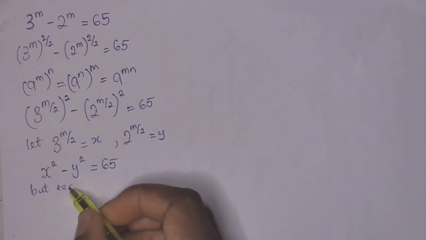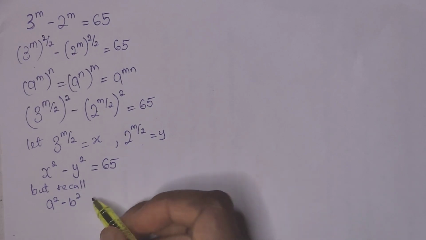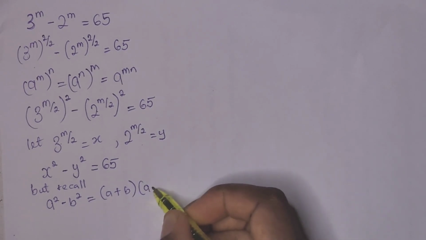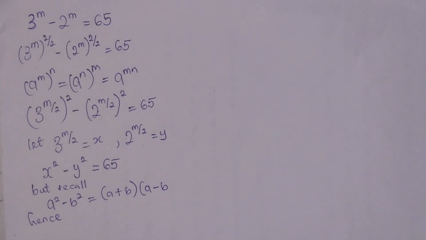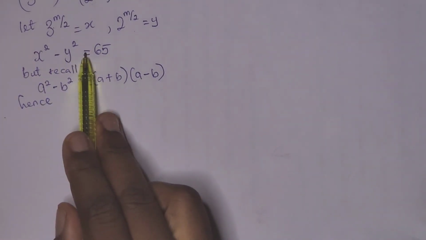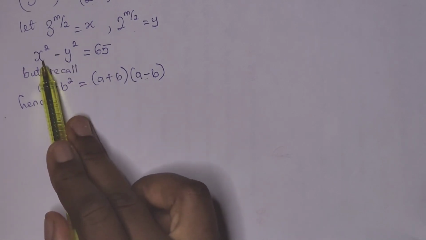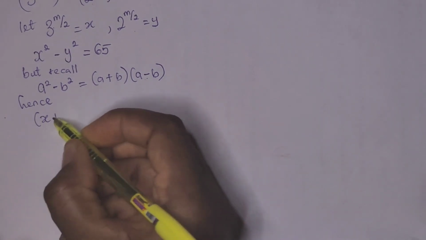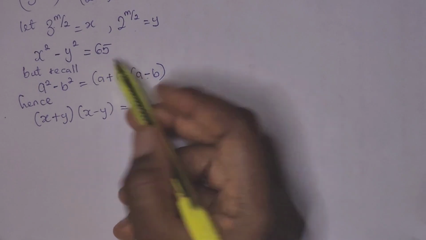But recall, when you have a to the power of 2 minus b to the power of 2, this is the same as a plus b times a minus b. Hence, when we apply this to our equation, x squared minus y squared will now become x plus y times x minus y, equal to 65.